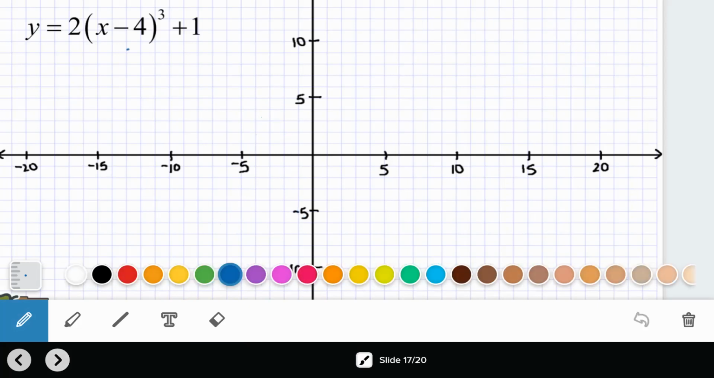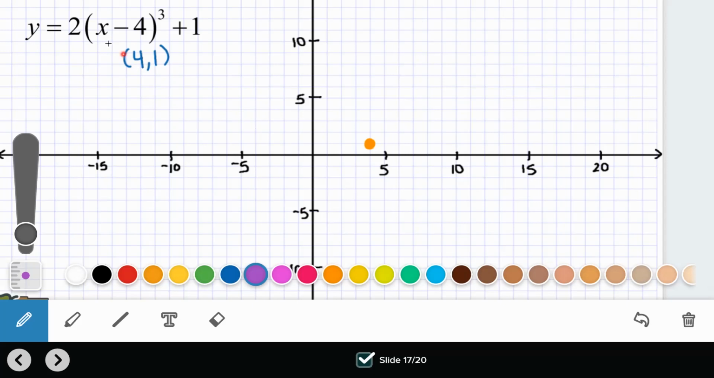This one is a cubic. It's going to have a locator point and an inflection point at 4, 1. I'm going to do that point in a different color just so we can see it. So 4, 1, that is my locator point. Okay. And then let me plot all the other ones.